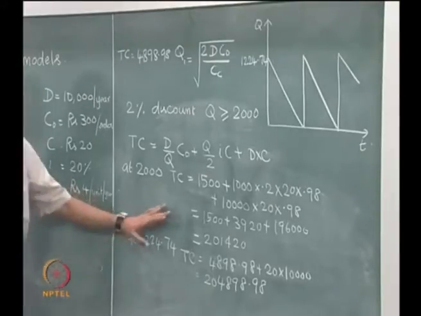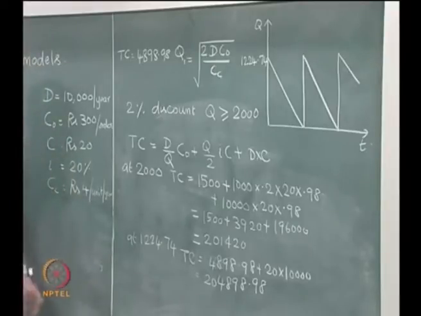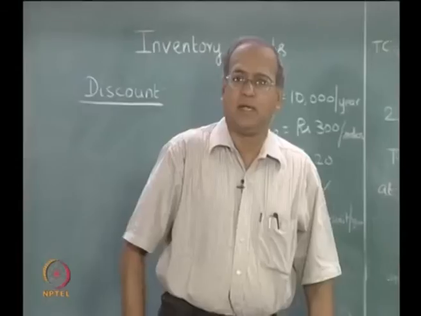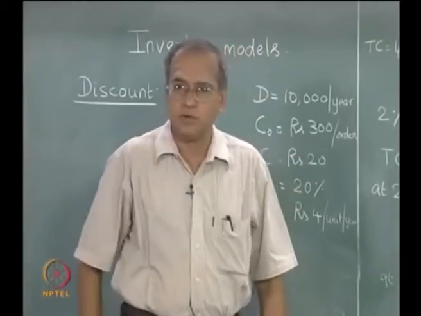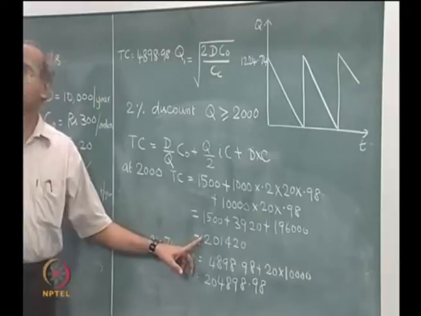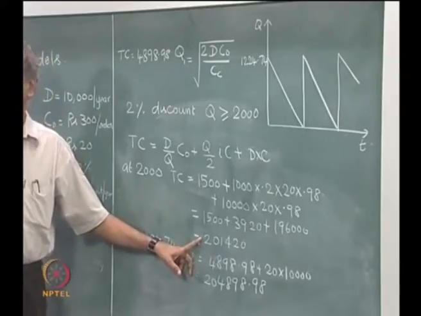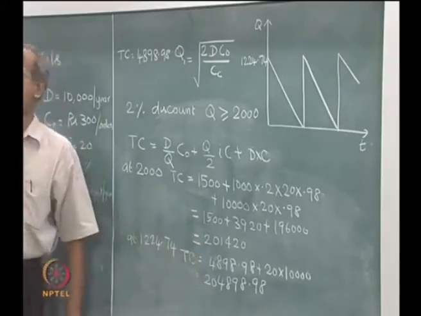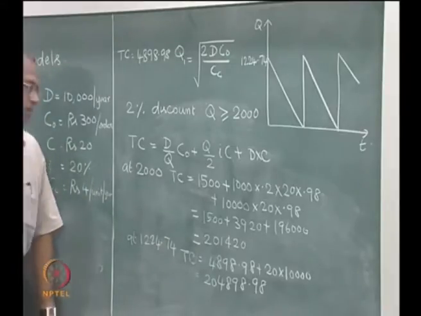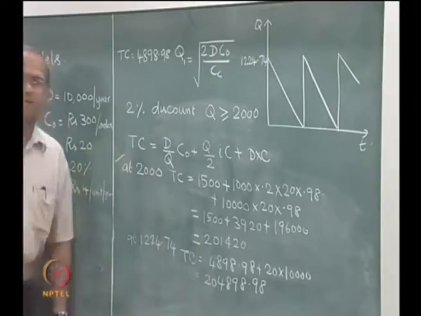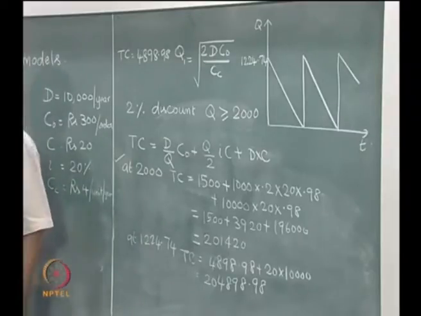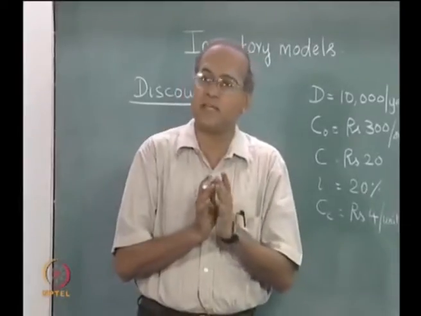So, the total cost at economic order quantity is 204898.98. The total cost at an order quantity of 2000 and availing a 2% discount would give us a total annual cost of 201,420. This is lesser than 204898.98. Therefore, it is profitable to avail the discount at 2000. So, we have answered the first question as to whether we will accept it at 2000.